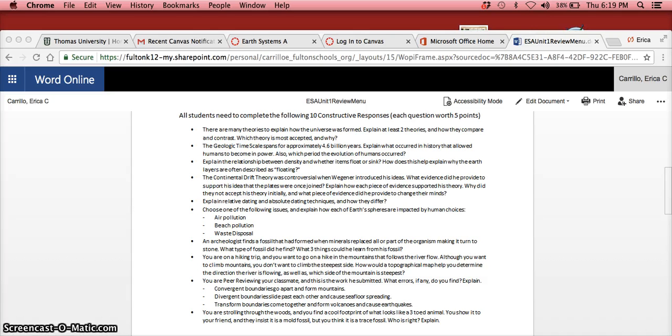So waste disposal has to do with trash, like the floating dump on barges that are in the ocean. So these are all different issues, and you just need to make sure that you can explain how they impact the biosphere, hydrosphere, geosphere, and atmosphere. And you get to choose one of the three. So it's not like you have to do them all.